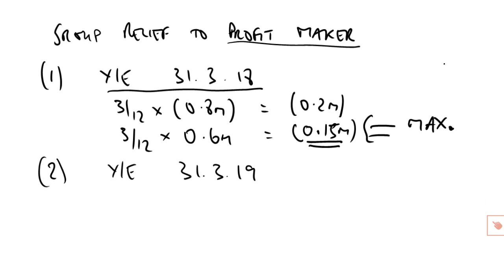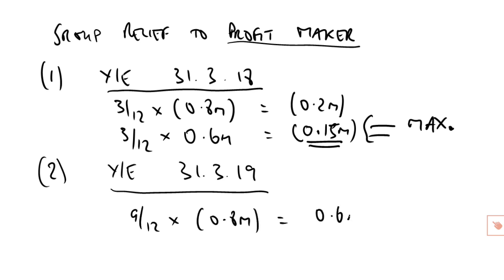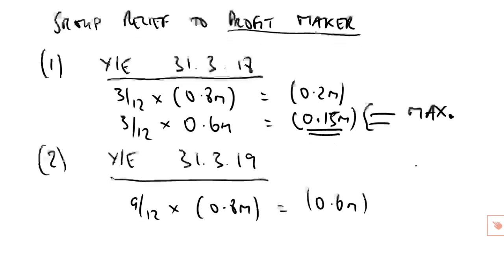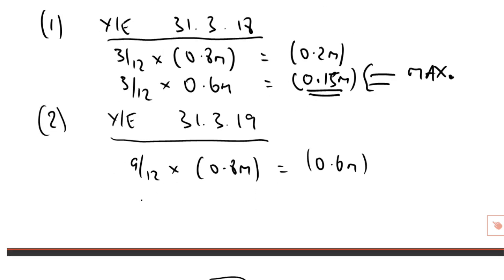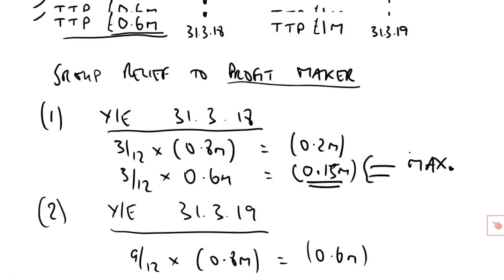We'll now apply that for the year ended March 19 profit-making period. In terms of loss, the remaining 9/12 of the loss of 800,000, i.e. £0.6 million worth of loss, is available to go against 9/12 of the profit.